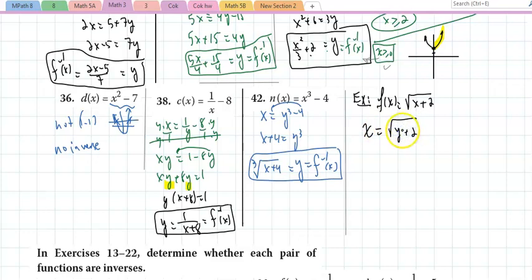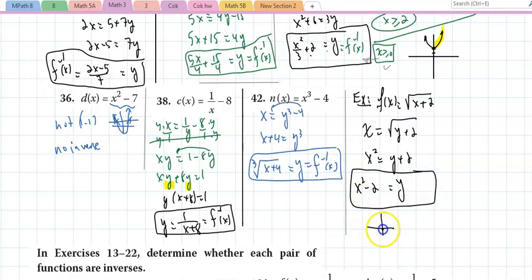And when I want to get rid of the square root, I square both sides. That's when the problem happened. And I could say y equals x squared minus 2. But there's a problem. I know the graph of this is a parabola shifted down 2 units. That's not 1 to 1. That's when I come in and say, you know what, let me find the domain of the original, or the range of the original.